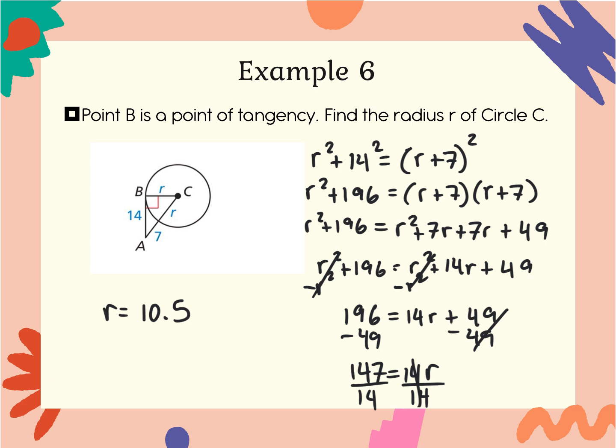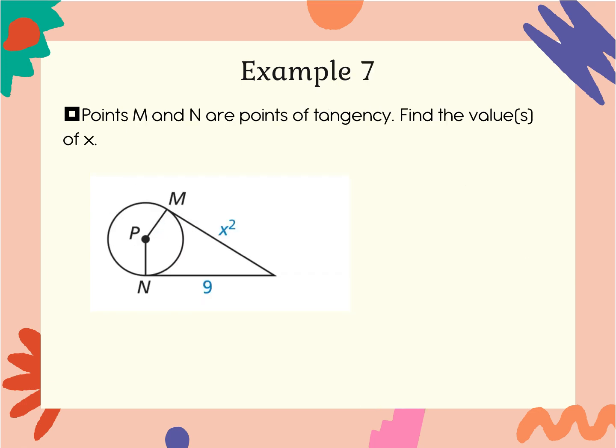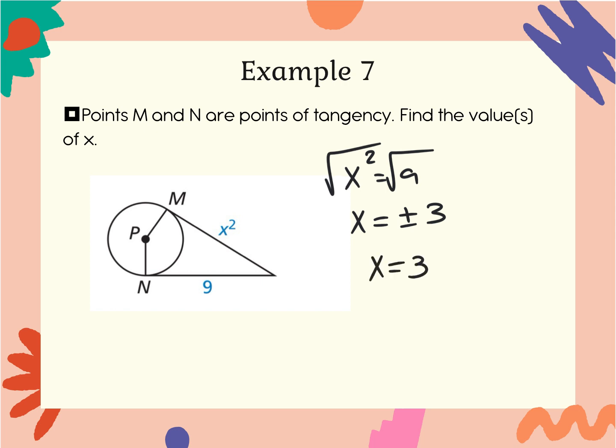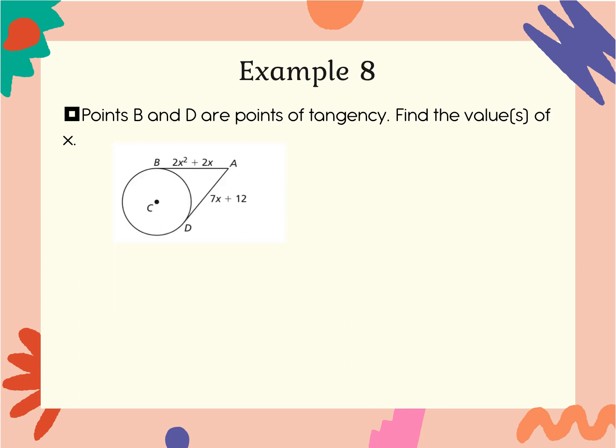Sorry, the decimal. So example 7 is point M and N are points of tangency. Find the value of x. So if you remember, if these two are points of tangency and have the same endpoint, they are congruent. So I can just go ahead and do x squared is equal to 9. Take the square root and get x is equal to either plus or minus 3. But because you can't have a negative distance, this is just going to be the positive answer, so we're just going to get x is equal to 3.